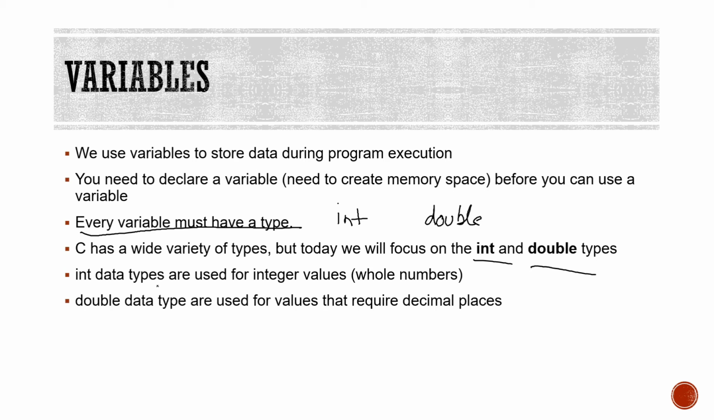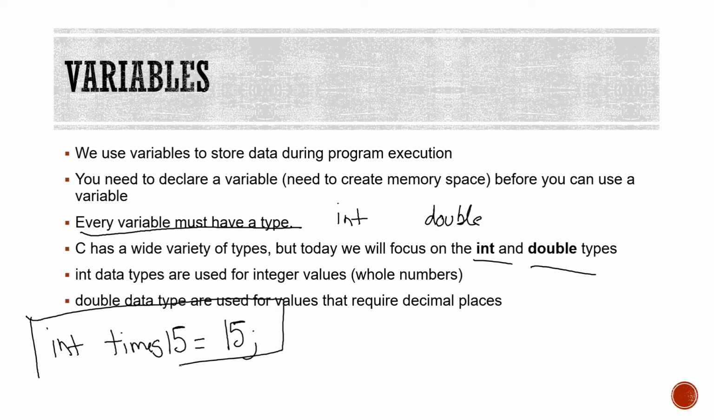The int data type is used for integer variables, whole numbers. So let's say I have an integer and the identifier, the name of it, is times15, and I want it to store the value 15. This is a good way to do it. Now the variable times15 stores the value of 15.